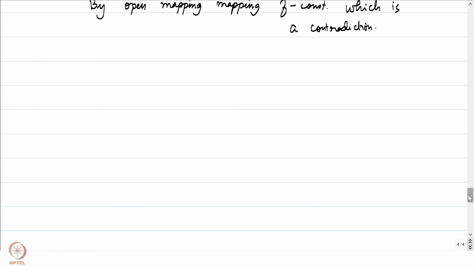Now my next claim is that one cannot have infinitely many zeros in the unit disk. So the next claim is going to be the following.